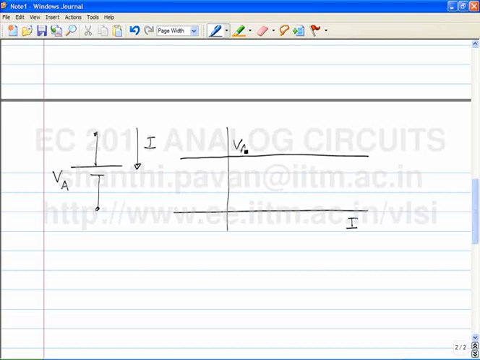Nonlinear. Why is it a nonlinear network element? If it were a linear element, when I double the current, the voltage would have doubled. So since this line doesn't pass through the origin, it is a nonlinear element. What would be the incremental equivalent circuit? What is the incremental network?